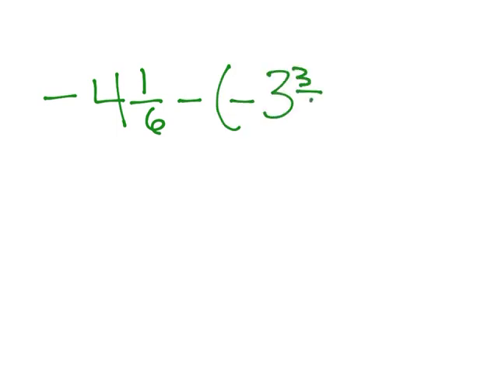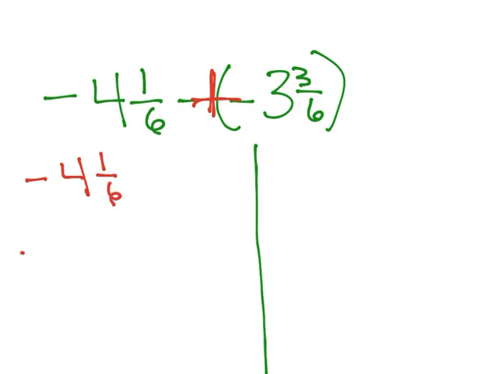Read that problem for me. Negative 4 and 1/6 minus negative 3 and 3/6. Okay, so I'm going to put my side and her side. I'm looking at my signs, and the first thing I see is click, click, boom. So for me, that means that I have negative 4 and 1/6 plus 3 and 3/6.